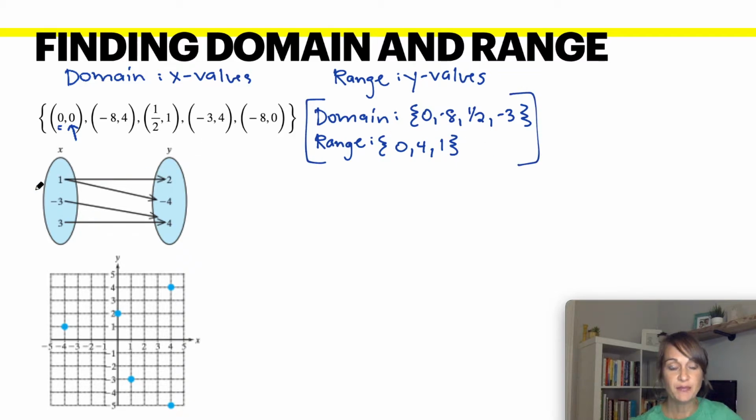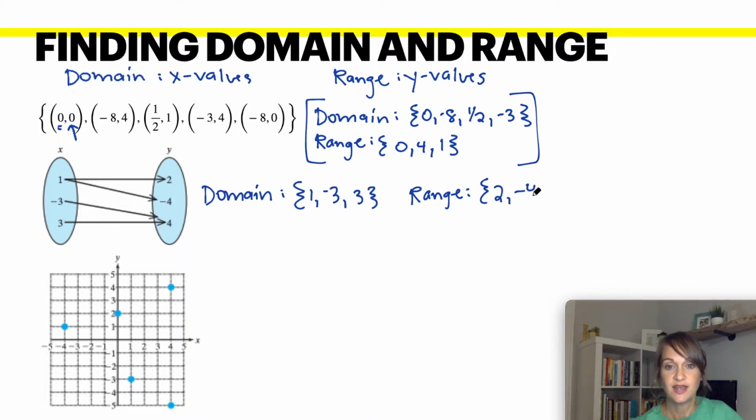Now in this mapping, all of the x values are on the left and all the y values are on the right. And so to write the domain, you're going to list all of the x values, which is 1, -3, and 3. The range are all of the y values, which is 2, -4, and 4.